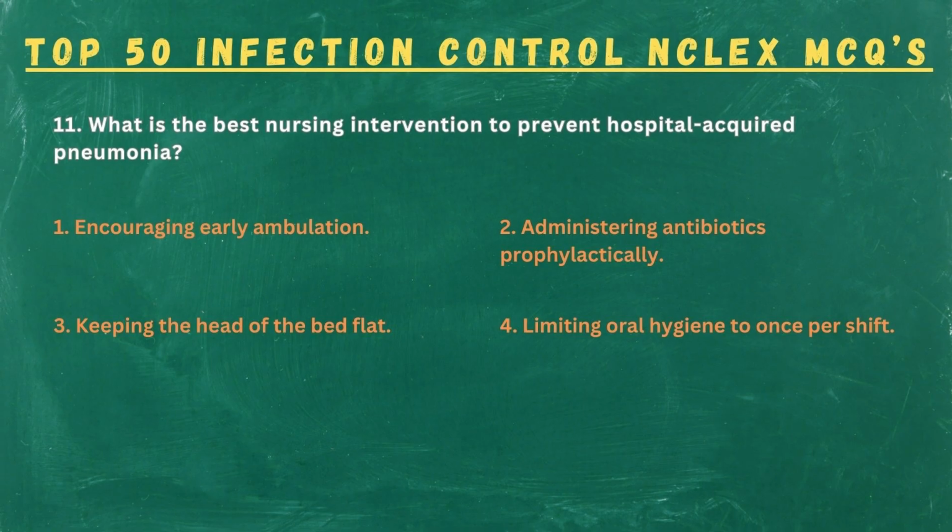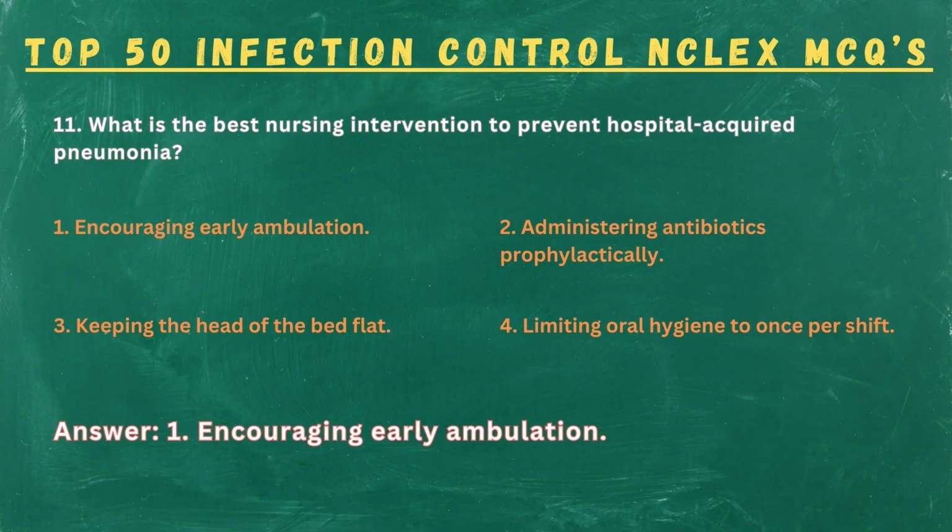11. What is the best nursing intervention to prevent hospital-acquired pneumonia? 1. Encouraging early ambulation. 2. Administering antibiotics prophylactically. 3. Keeping the head of the bed flat. 4. Limiting oral hygiene to once per shift. Answer: 1. Encouraging early ambulation.